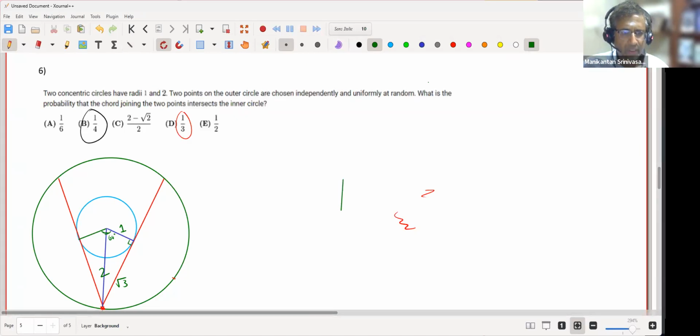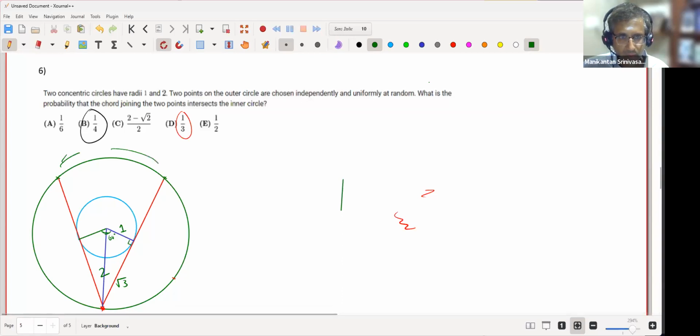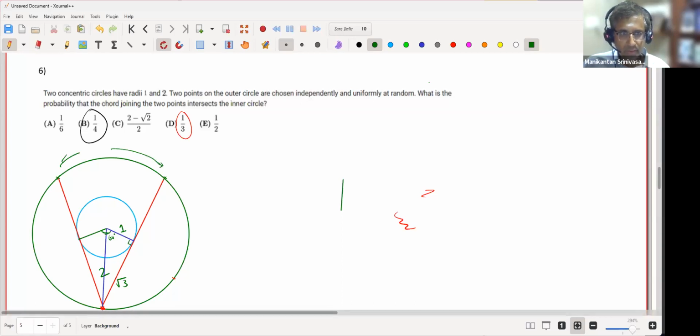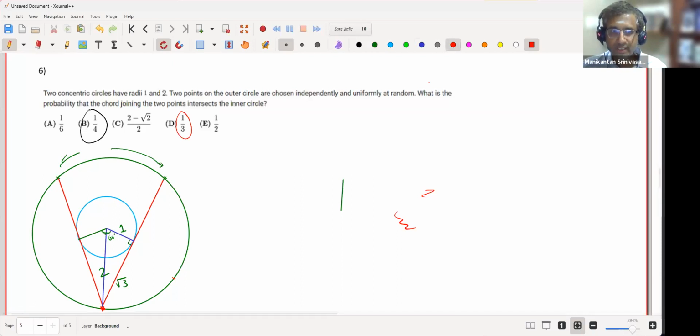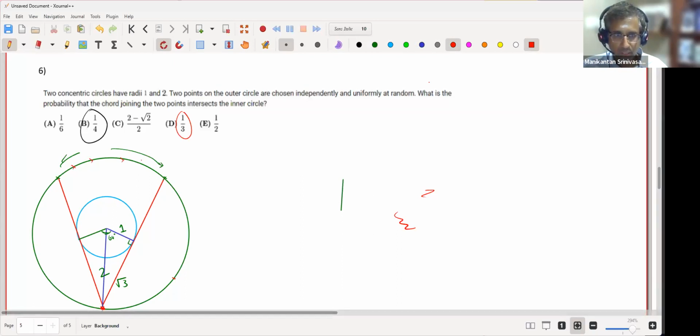Okay. So okay, forget what I'm saying. Okay. So this is 120, which means every point in this stretch, right, will cut. Correct. Every point in this stretch will cut. Okay. And every point in the stretch means if I choose the second point somewhere in the stretch, if I pick my second point here or here or here or here or here, the chord is going to cut. Okay. Now we just have to find what proportion this is of the entire circle, correct?